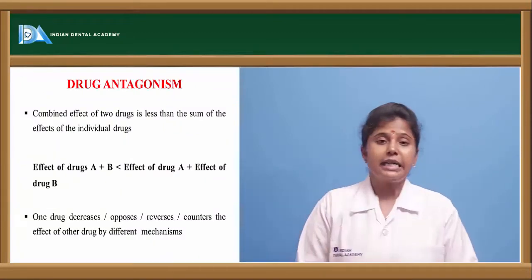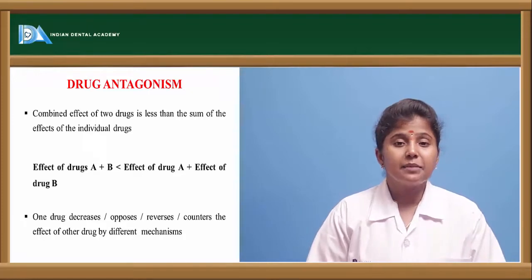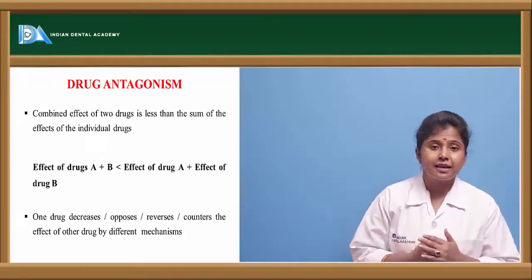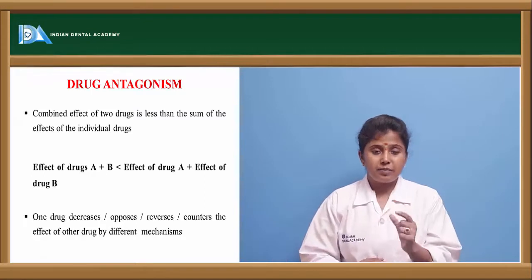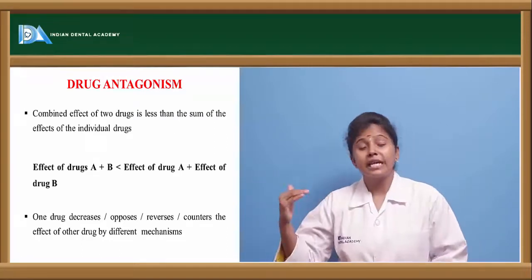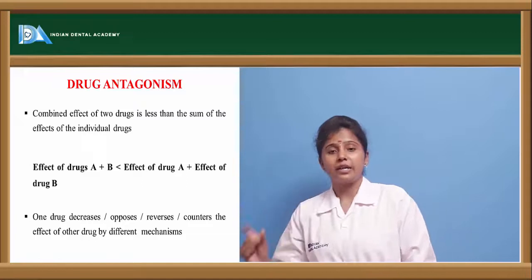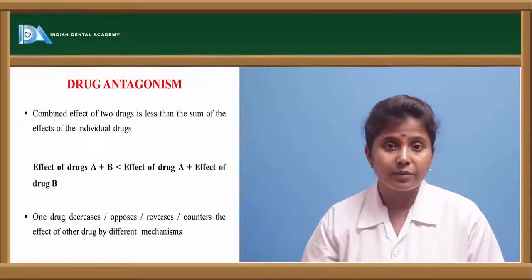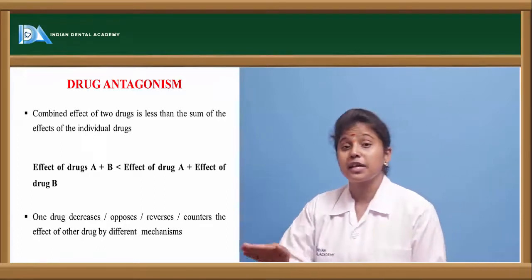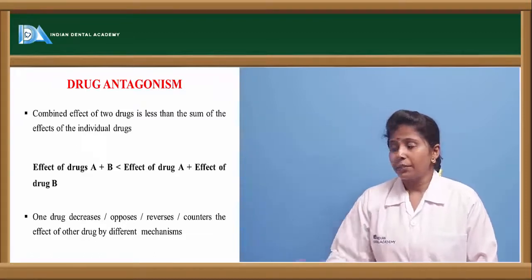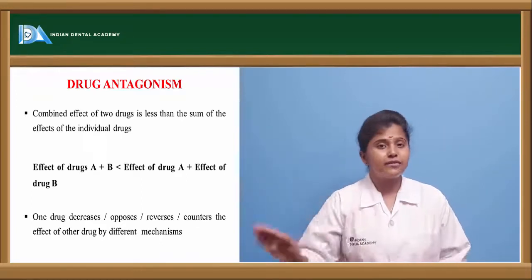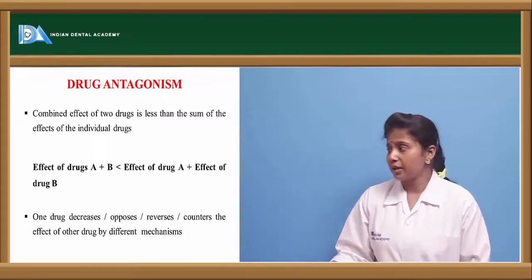The other form is drug antagonism. Drug antagonism is where the drug shows the reverse action. The combined effect of two drugs is less than the sum of the individual effects. If we combine drug A and drug B, the net result is less than what they should show. If these drugs individually show 100% effect, when combined they should show 200%. Instead, they show less than 100%. They show less than what they should, because one drug decreases the effect of the other drug, or one drug reverses the effect of the other. That is the reason this net result is observed.